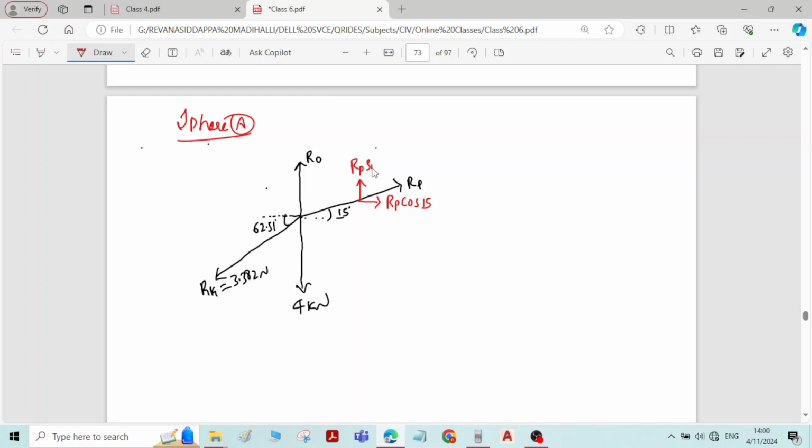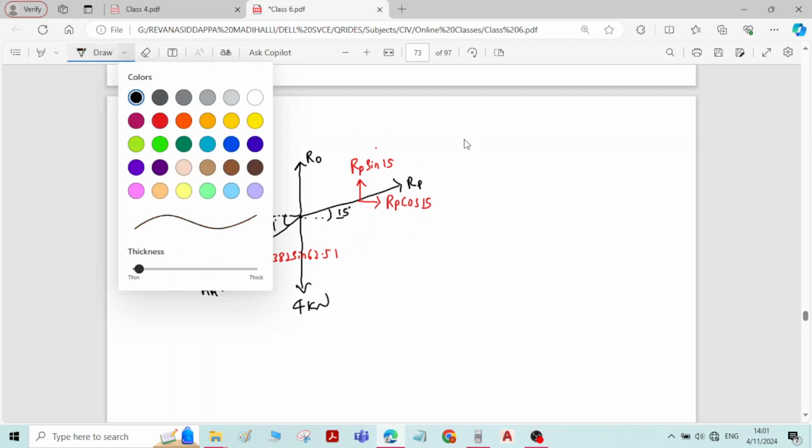RP sin 15. Here, horizontal component of 3.382 Newton is 3.382 cos 62.51. Vertical component is 3.382 sin 62.51. Now apply the first equilibrium conditions.